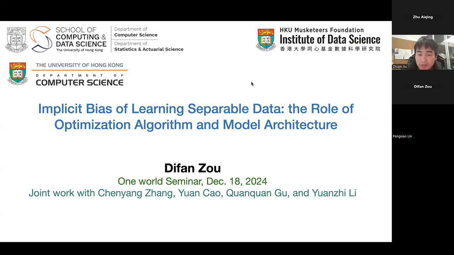Welcome all to this one-world seminar on machine learning. And today we are very happy to have Professor Difan Zhou from Hong Kong University. Dr. Zhou is an assistant professor in the computer science department and the Institute of Data Science at HKU since 2022. He received his PhD in the Department of Computer Science from the University of California, Los Angeles.